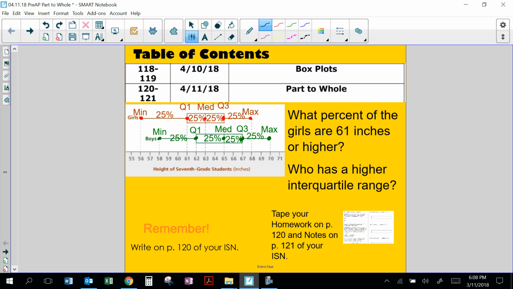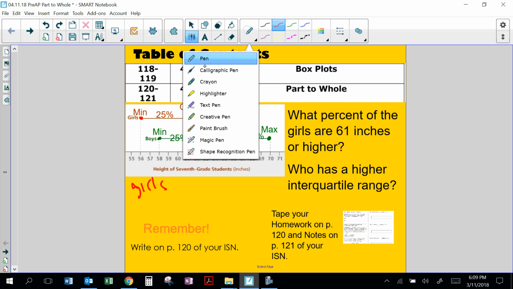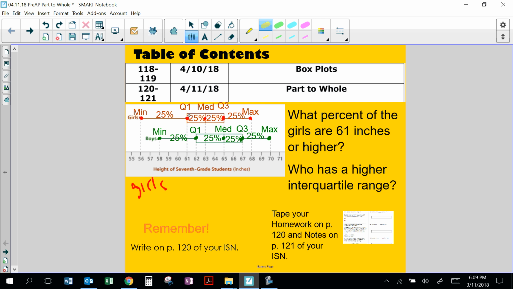So in our question, let's start with girls. It says, what percent of the girls are 61 inches or higher? So let me highlight the girls, 61 inches. That's 3 quartiles or 75%.